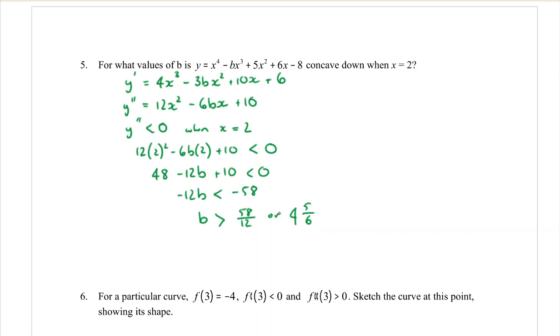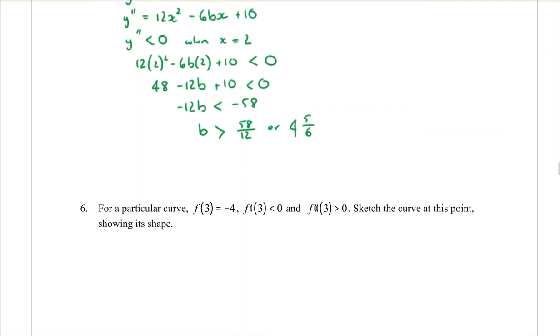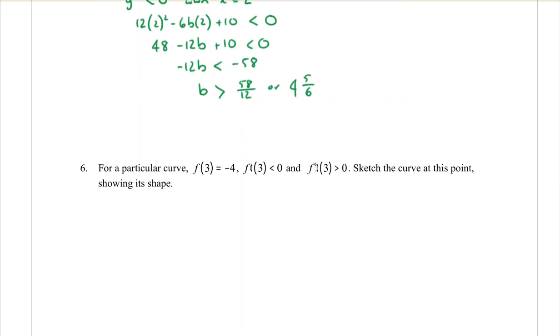Okay, question 6. These last ones shouldn't take much time, but we do need to try and get through them. Question 6 wants me to, for a particular curve, I know that f of 3 equals minus 4. That is talking about a point on the curve. Then it tells me the gradient at 3 is negative, and the second derivative at 3, which would be the concavity, is positive. Can I draw a curve at this point, just at that particular point, to show the shape of what is happening there?